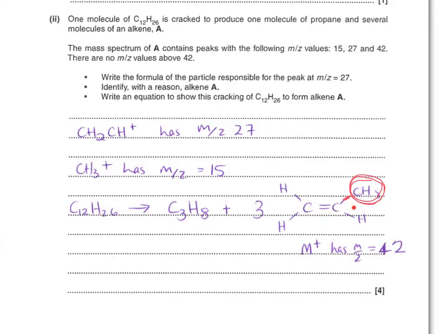Now, when we break this bond here, the other possible fragment is a CH3+, and that's the fragment responsible for the peak at m/z 15. So that's another possibility to score a mark here in the explanation part. The equation, we should now easily be able to see our balanced equation, making 1 propane and 3 ethenes.